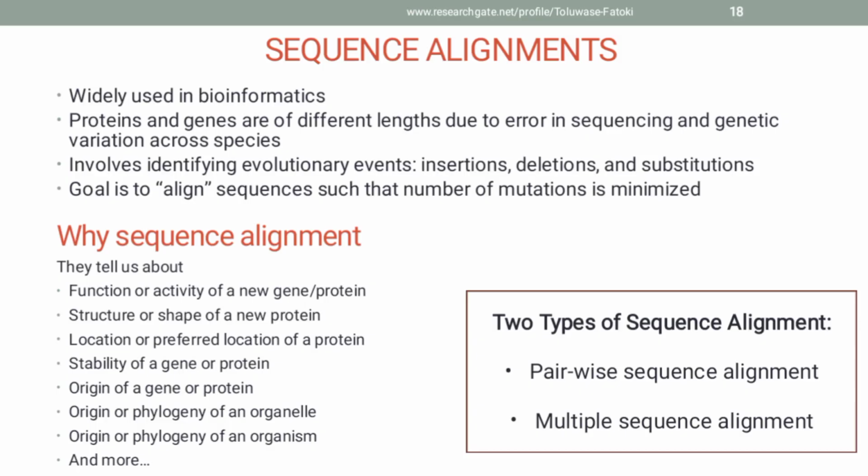So why do we need to study sequence alignment? It will help us to understand the function or activity of a new gene or protein. You just stumble on a particular new protein whose function you don't know. By comparing it with existing proteins, you'll be able to see if they are similar, and based on their similarity in structure, you can deduce the possible function of that protein.